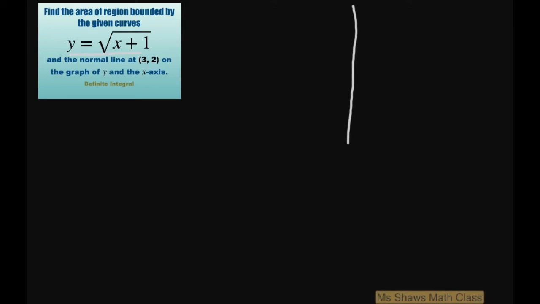So this is a square root function that's shifted to the left by 1. So this is going to start at -1, and at 0 we're at 1. All right. And then we have the normal line at (3, 2). So basically it's going to go like this, something like that. And then we have this normal line that's going to be at, let's see, 3, 1, 2, 3, 2. So I'll call this 2.